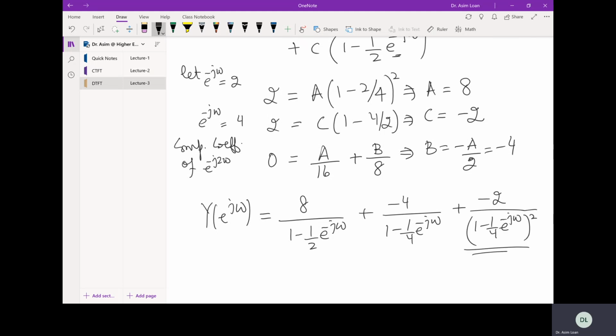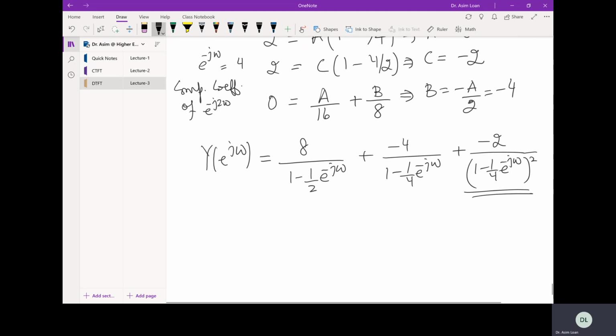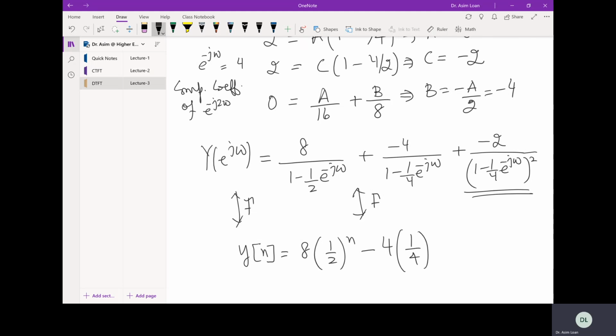This inverse Fourier transform we have already found in the last lecture, and these are easier to find. So if we take the inverse Fourier transform of both sides, y of n equals 8 into half to the n minus 4 into 1 over 4 to the n minus 2 into n plus 1 into 1 over 4 to the n, and all this with u of n.